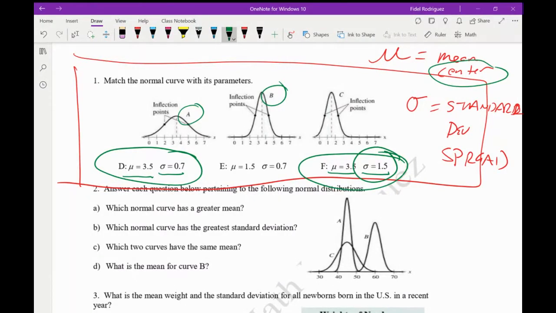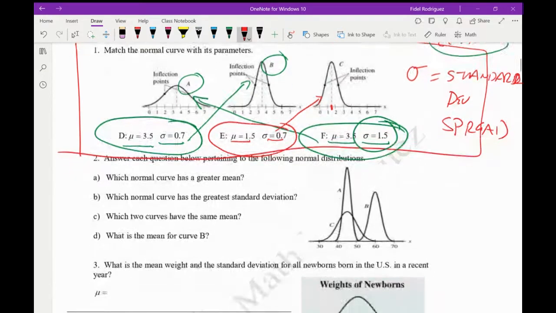So if I look at choices A and B, which graph seems to be more spread? Well, A seems to be more spread, right? So this one here would match up with that one, and this one here would match up with that one. And then that tells me that this one here, look at the mean, 1.5. And if you look right here in the middle, there's my 1.5. My spread is very narrow as well. It's only 0.7. So that graph is going to get matched to that. Okay.